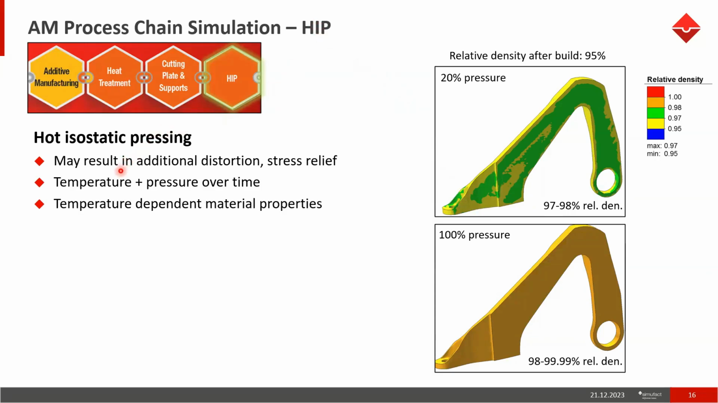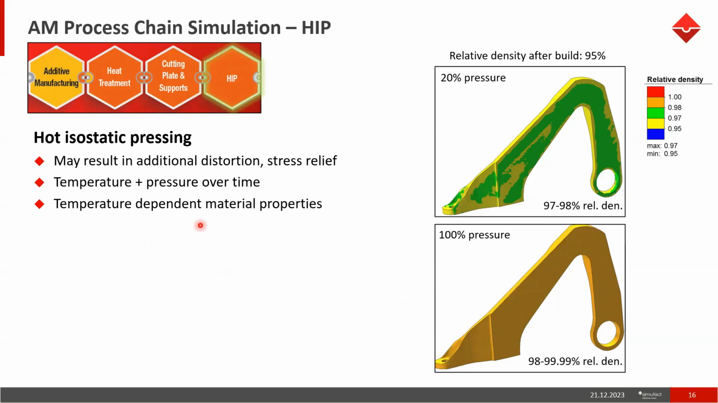In the HIP process, the part will be kept in a hot isostatic pressing machine, and there will be a temperature and pressure applied over time actually. Okay, so then what will happen is, due to that effect, the relative density of this part will increase. Okay, which will improve the properties of your part for the further functioning of the part.